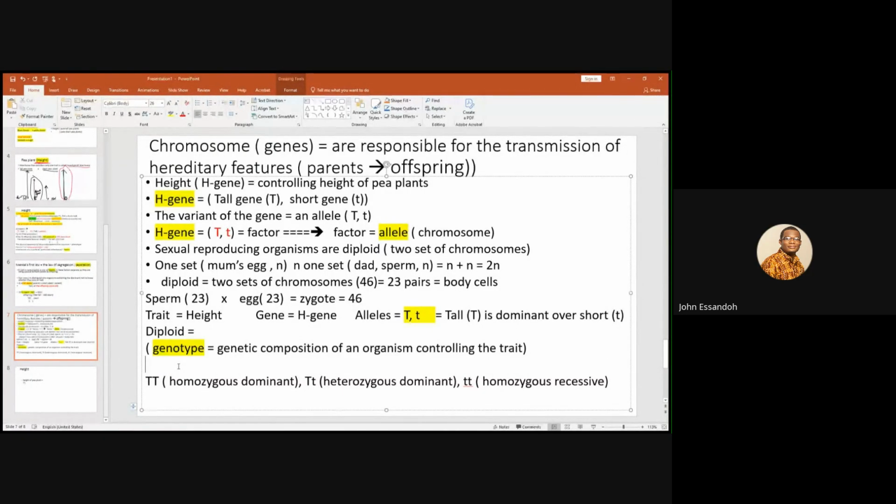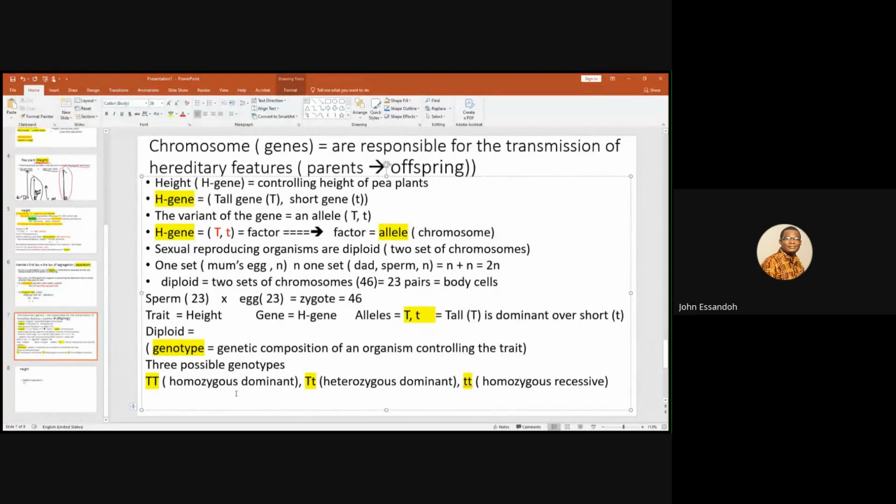3 possible genotypes. What are they? We can get homozygous dominant, we can get heterozygous dominant, and then homozygous what? Recessive, like that. Okay, these are the 3 possible genotypes. Okay, so now that we've gotten this one, let's see what happens.